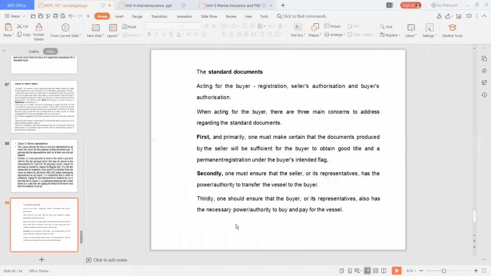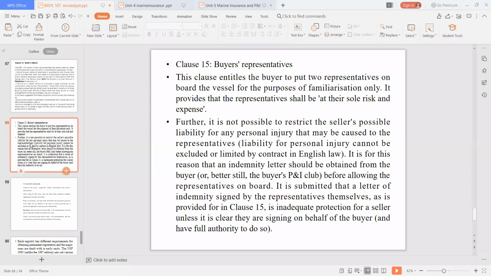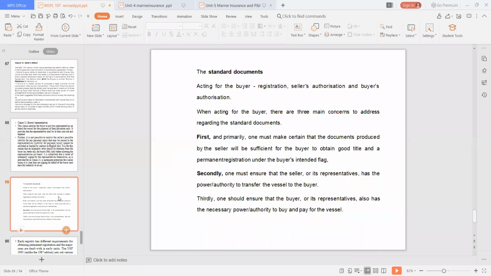So buyer's representatives, the role of the buyer's representative. The standard documents, these are the 15 clauses there. So kindly note down the clauses and everything. The standard documents when acting for buyer: registration, seller authorization, and buyer's authorization.